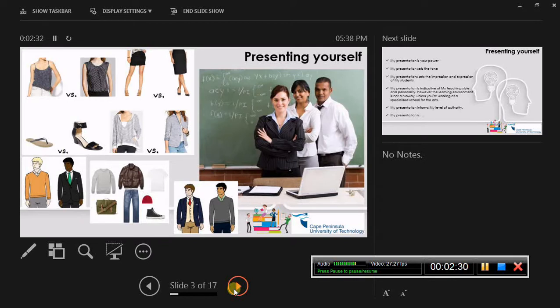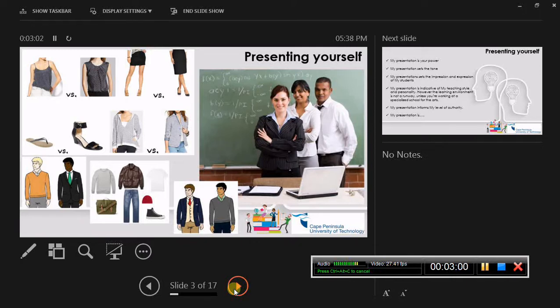Remember that your dress code is an expression of who you are in a professional environment and you need to dress accordingly. Unless you are working at a specialized school of arts, a school for fashion, there you would dress obviously differently. A school for art or photography, you would dress differently. But for the normal mainstream school, there is a minimum standard of presentation.